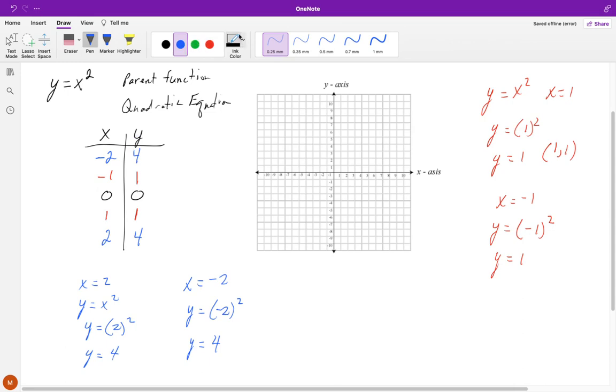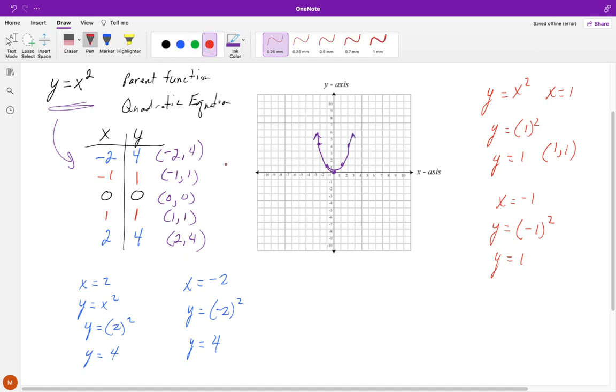So this generates all of these ordered pairs: negative 2, 4; negative 1, 1; 0, 0; 1, 1; and 2, 4. So we know that this graph, y equals x squared, passes through all these points. So I'm going to go ahead and plot them. We have 0, 0; 1, 1; negative 1, 1; 2, 4; and negative 2, 4. And it's a U-shaped graph, so it's going to look like this. It's a little bit harder to draw this with my pad, and that will be our graph.